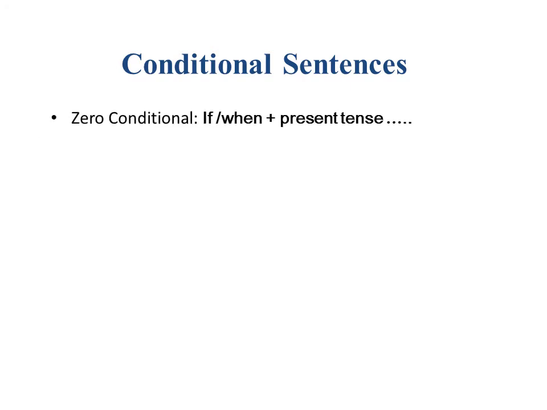We begin with the zero conditional. It's called a zero because there is 0 probability. It's something that's always true. And in this, which we're going to focus on today, we use if or when plus the present tense. Water boils if it reaches 100 degrees. And see, there is no comma in that example.